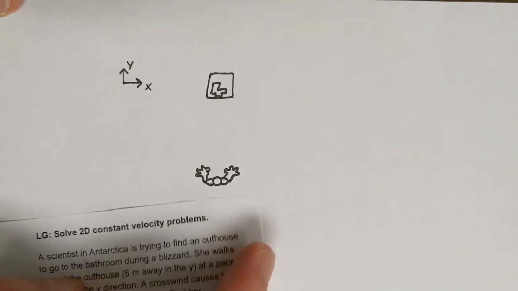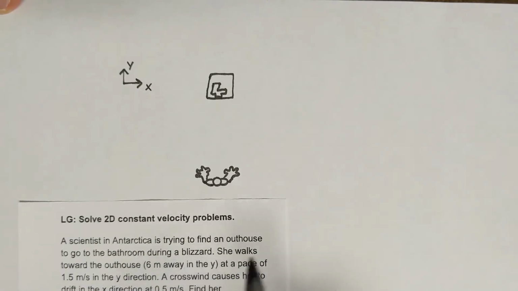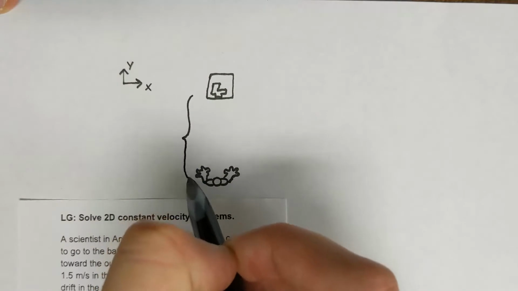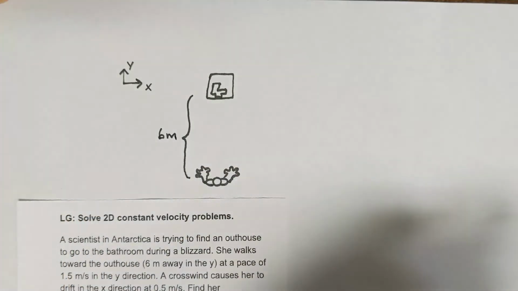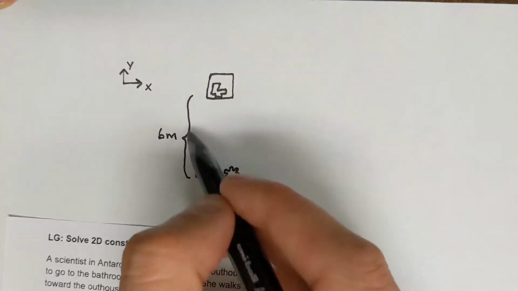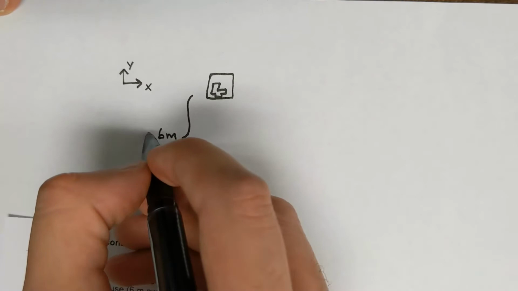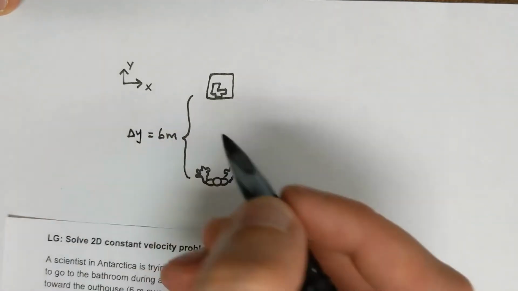And the outhouse is 6 meters away in the y direction from where she starts walking. So this distance here is 6 meters. Notice the 6 meters is in the y direction, and this is how far our scientist is going to be moving in the y direction. So let's call this the change in the y position, delta y.